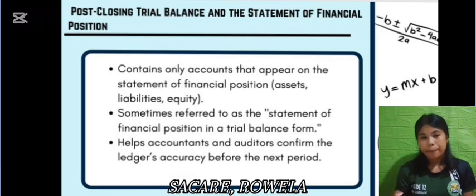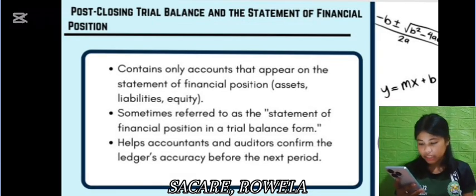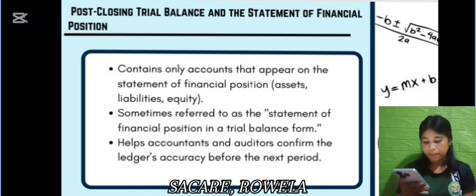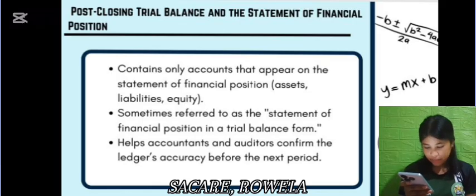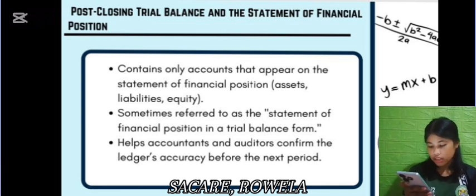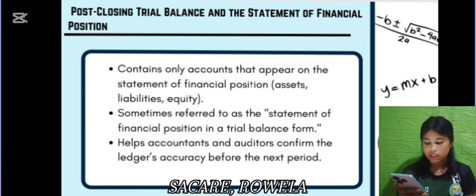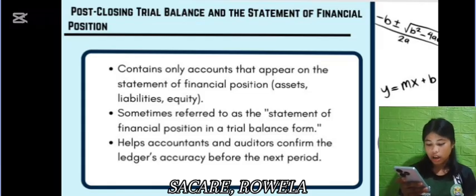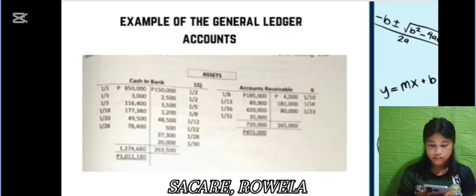And post-closing trial balance and the statement of financial position. Contains only accounts that appear on the statement of financial position: asset, liabilities, and equity. Sometimes referred to as a statement of financial position in trial balance form, helps accountants and auditors confirm the ledger's accuracy before the next period.